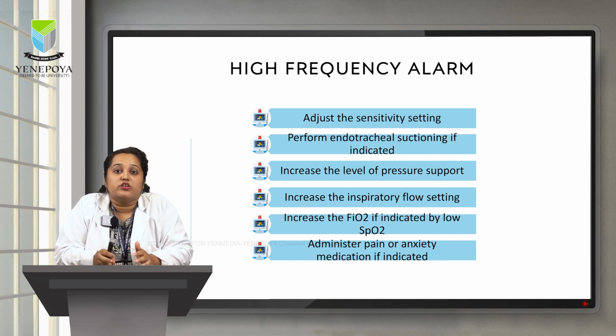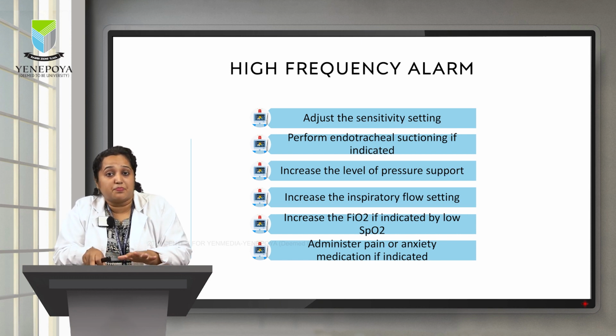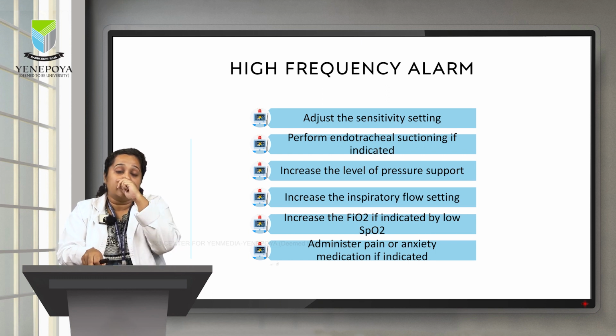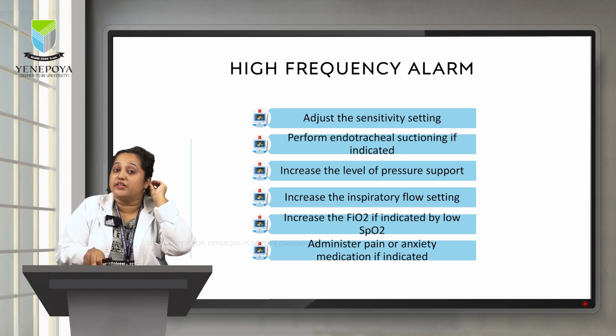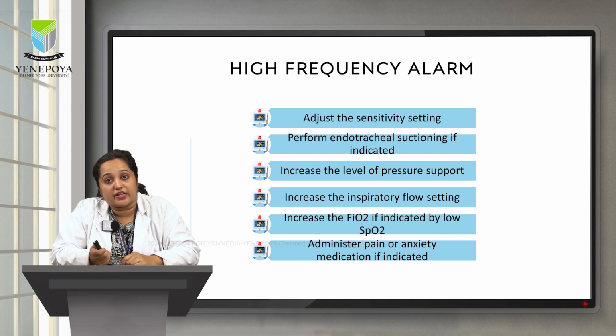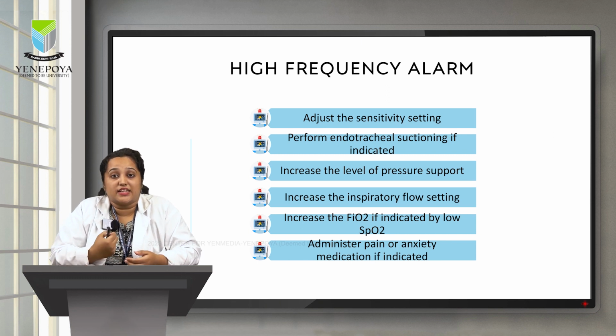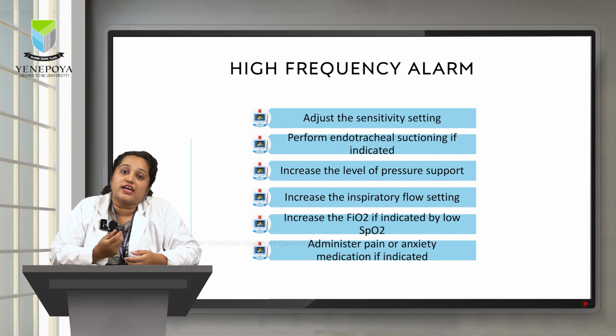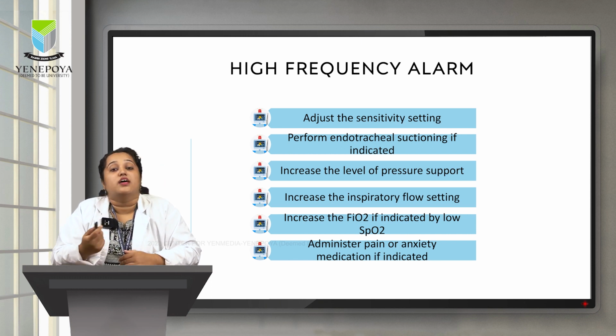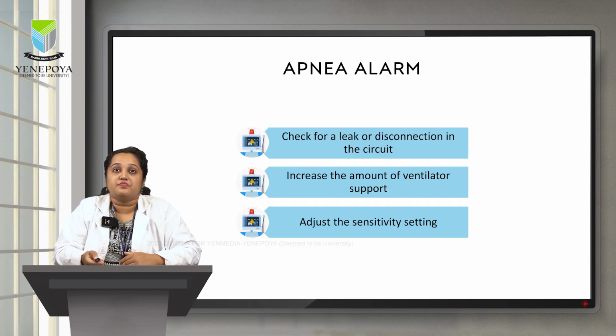Increase the FiO2 if there is low oxygen saturation, or administer pain medications or anxiety medications if indicated. This could be in cases where the patient is intolerant to pain. This could be from road traffic accident cases or a recent surgery. So when the pain kicks in, they are going to start fighting the ventilator. So in such cases analgesia can be given, or whatever medications are required can be given.